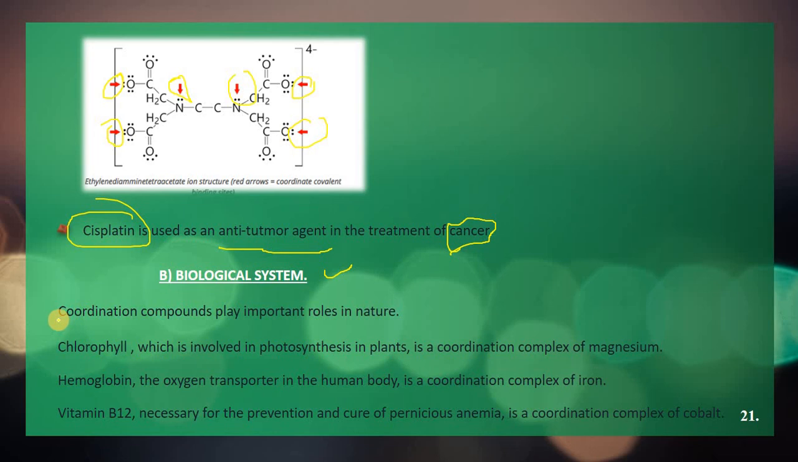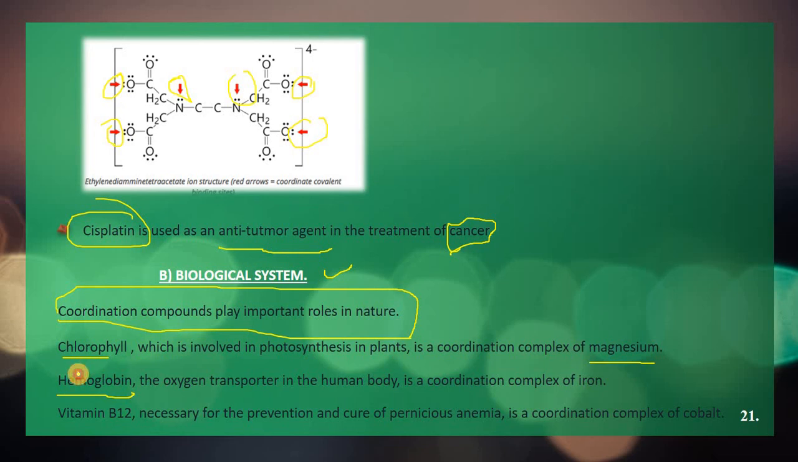Now to the biological system. Coordination compounds that I've been talking about play a very cogent role in nature, the biological system. For example, let me talk about plants. Chlorophyll, which is involved in photosynthesis in plants, is a coordination complex of magnesium. Yes, it coordinates magnesium.